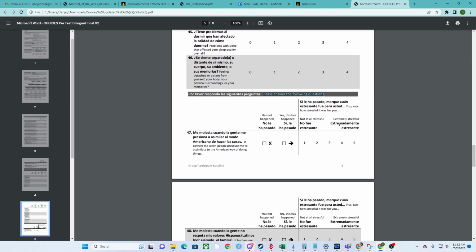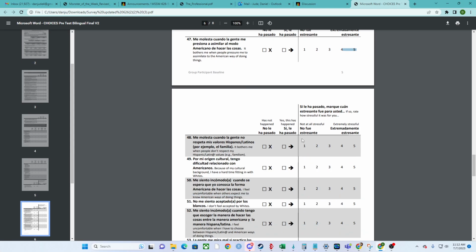The instructions: please answer the following questions. This has not happened. And yes, this has happened. So you can say it bothers me when people pressure me to assimilate to the American way of doing things. This has not happened. And if this has happened, you can shift over here and say, if so, rate how stressful it was for you, from not stressful at all to very stressful.